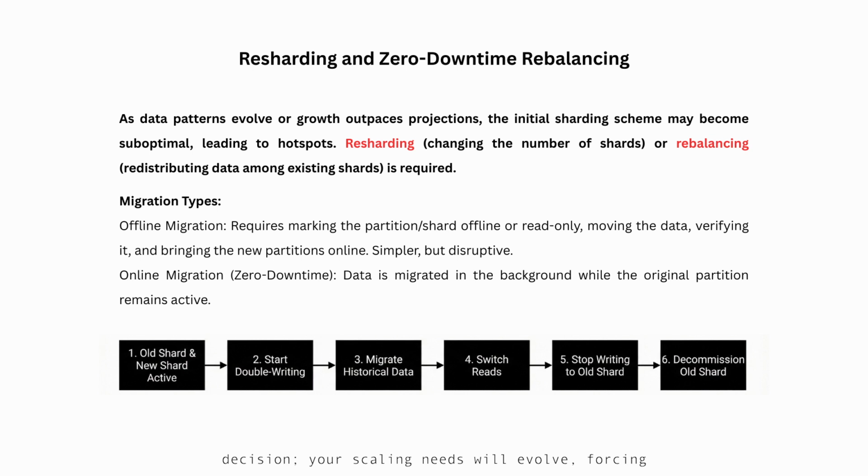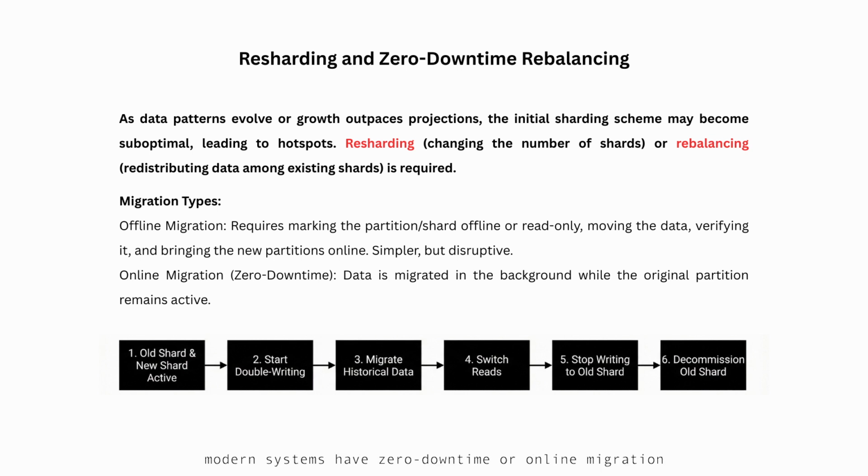Sharding isn't a one-time decision. Your scale needs to evolve, forcing you to change your topology. This is called resharding. If one shard becomes overloaded, a hotspot, you need to split it into two shards or rebalance chunks of data to other quieter nodes. Traditionally, this meant lengthy offline migration. You take the data out of service, move the petabytes of data, verify consistency, and then bring it back online, which is costly in terms of downtime.